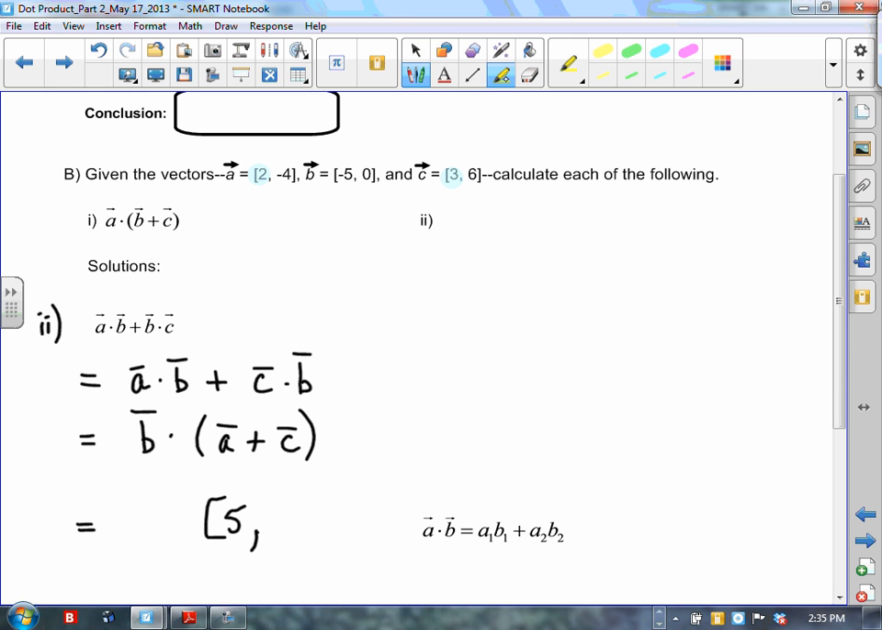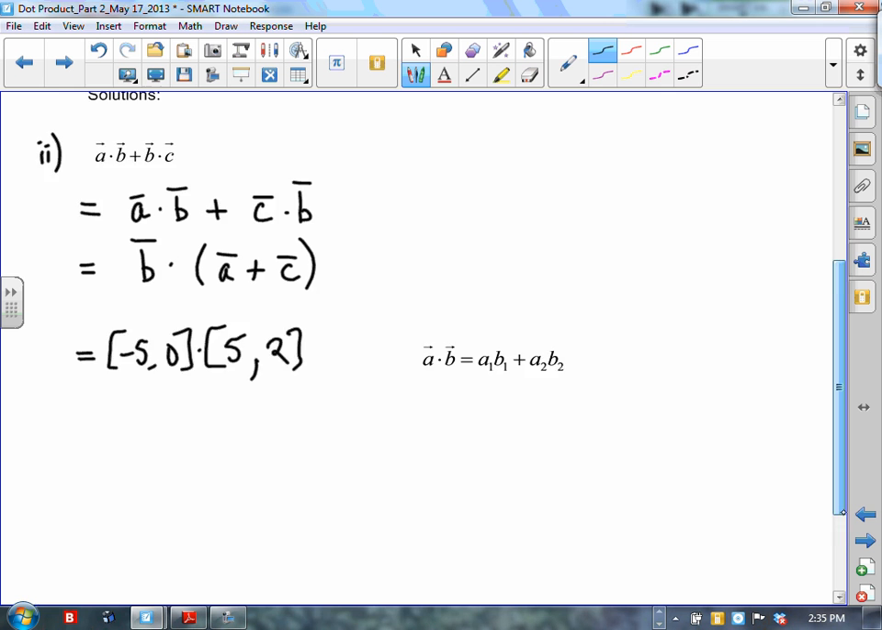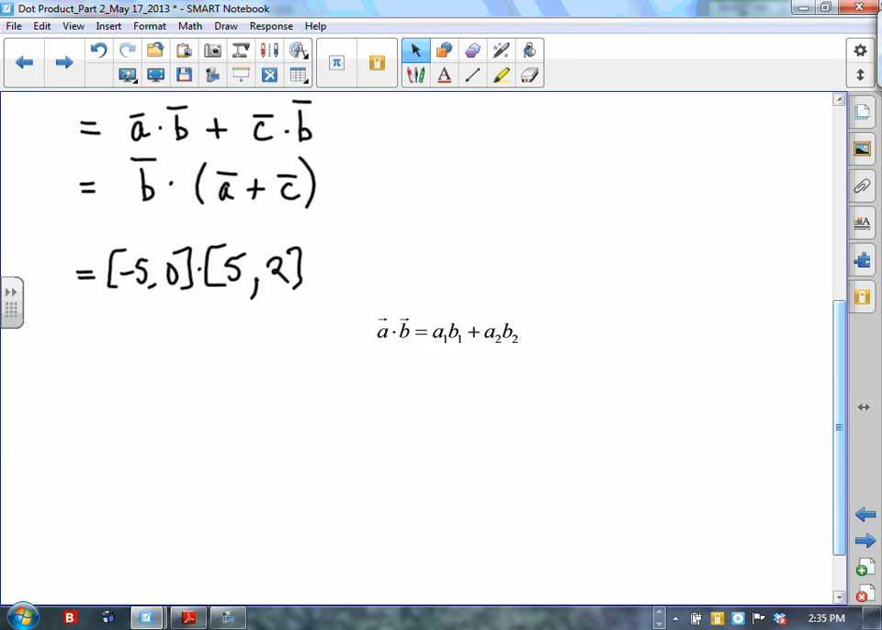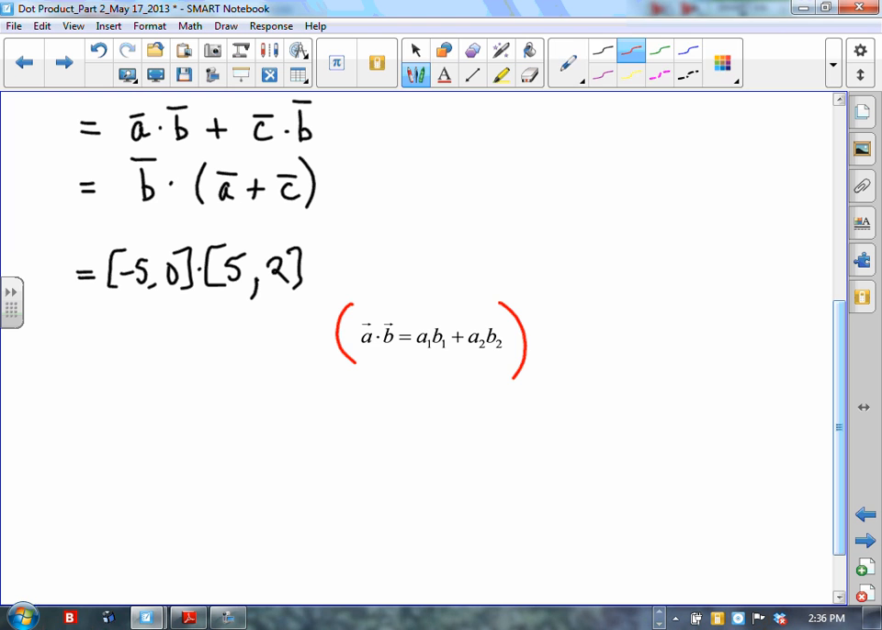Followed by, again, we're adding a and c. So let's take the minus 4 and the 6. We'll add those together to give us a total of 2. Vector b above, minus 5, 0. And let's go ahead and calculate the dot product, which we know will produce a scalar. Applying this definition here, we're going to take the first element of each of the vectors and multiply them together. So minus 5 by 5. I'm just going to highlight those so that it's clear as to what we're doing.